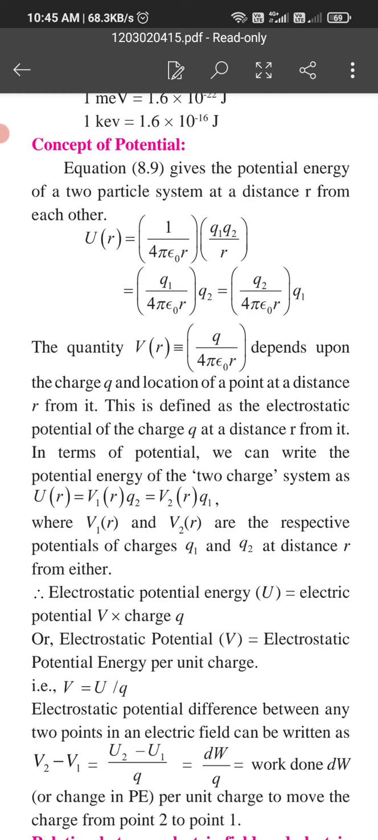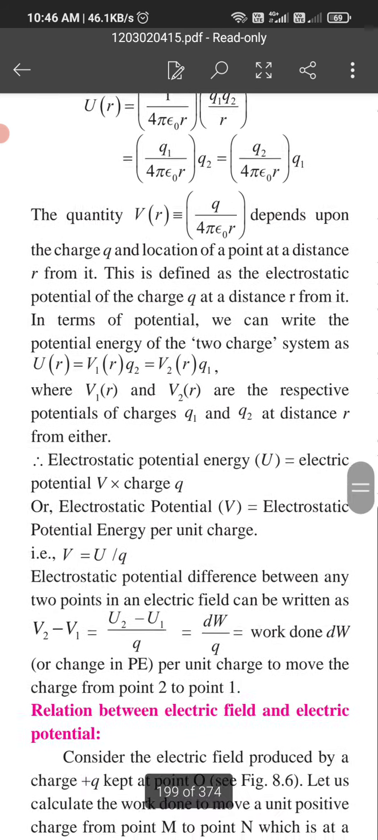So V is equal to U upon Q, or U is equal to V into Q. So V2 minus V1 is equal to U2 minus U1 upon Q, that is dW upon Q, that is work done or change in potential energy per unit charge.